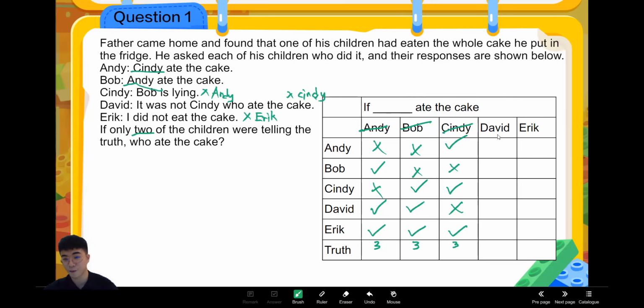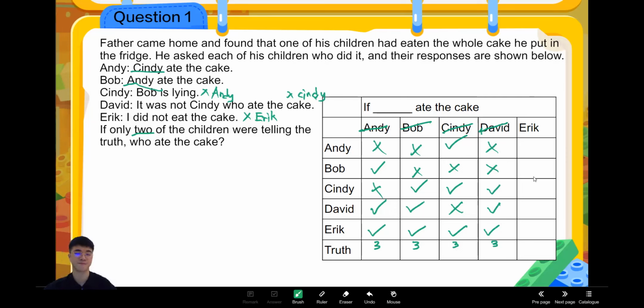Now for David, if David ate the cake, then Andy is lying. Bob is also lying. When Bob is lying, then Cindy is telling the truth. David says it was not Cindy who ate the cake, which is true, so he is telling the truth. Eric is also telling the truth. So there are a total of three people telling the truth if David ate the cake. So this scenario won't happen either.